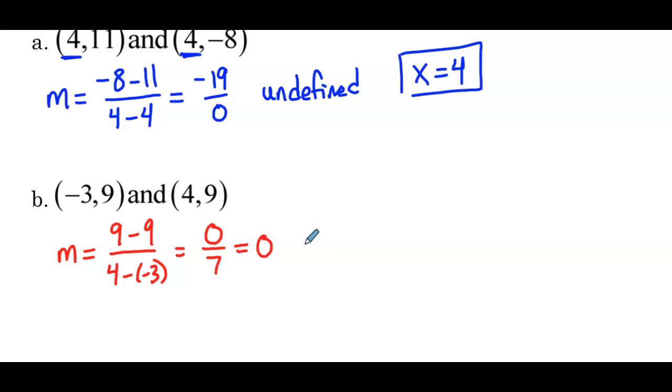Now, horizontal lines have a slope of 0. And horizontal lines have equations like y equals 8 or y equals -2. So we have to look more closely at the points we were given to figure out the equation of this line. The first point has a y value of 9. The second point has a y value of 9. So the equation of the line that passes through these 2 points is y equals 9. And again, you may have seen that just by looking at the 2 points, and that's fantastic.